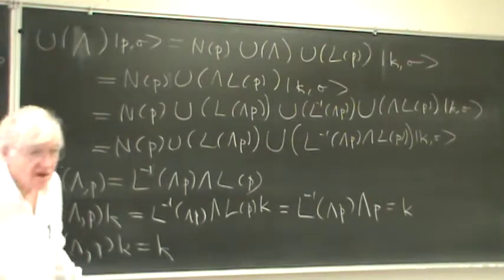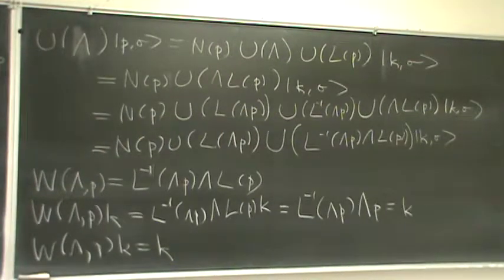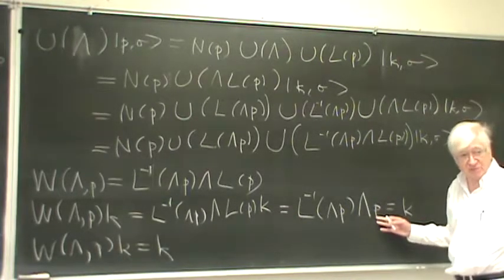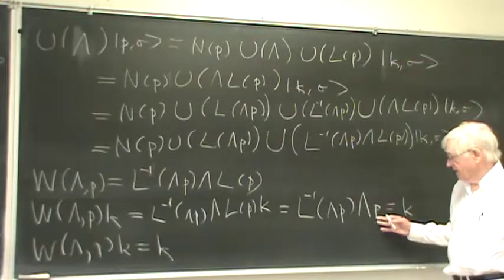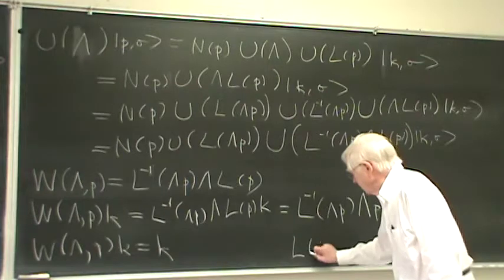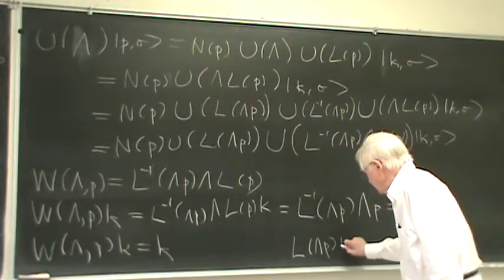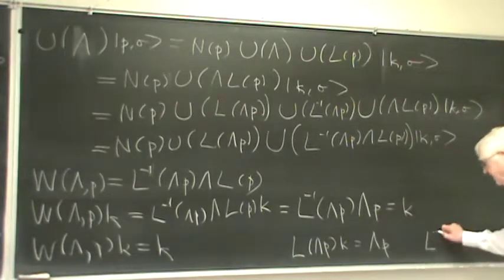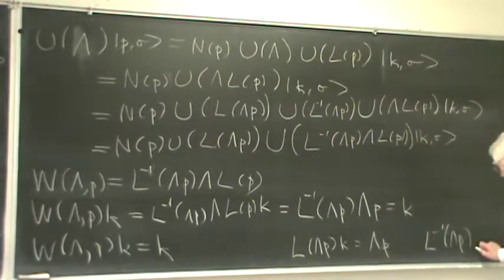Yes? I don't quite understand the last step. How does it get equal to K? Okay. This 4-vector, lambda P, well, here, L of lambda p takes k to lambda p. So L inverse of lambda p takes lambda p to k.